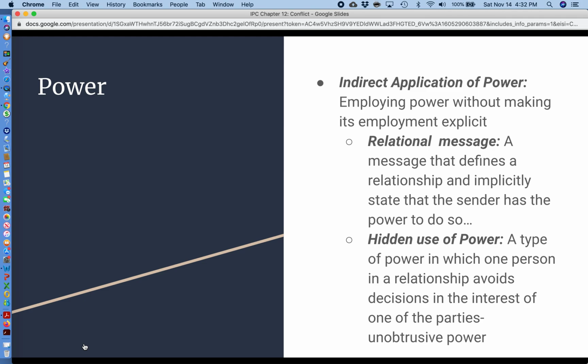Oftentimes we'll see people foregoing their right to make a decision in order to help someone else in the relationship. And so this would be considered a hidden, or unobtrusive, use of power.